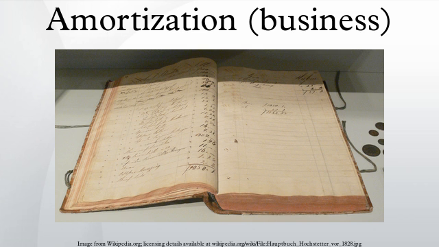Commonly it is known as EMI or equated monthly installment. Or, equivalently, where P is the principal amount borrowed, A is the periodic amortization payment, R is the periodic interest rate divided by 100, and N is the total number of payments.